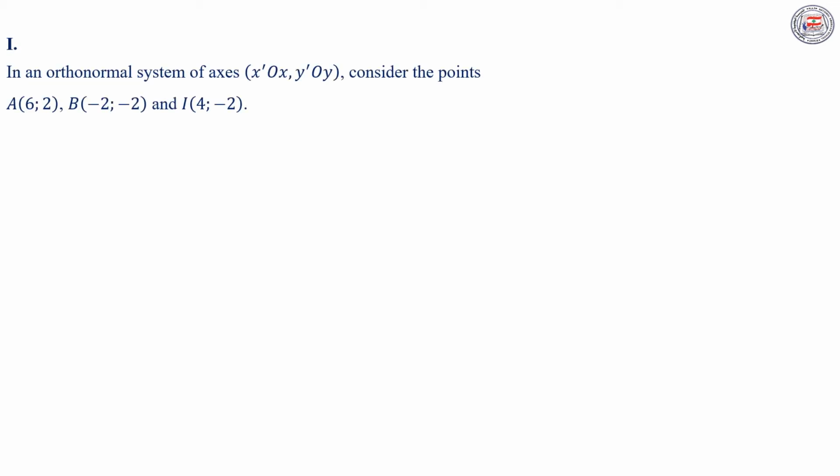Now we will solve extra worksheet 2. In this exercise, in the given, we have an orthonormal system of axes x'Ox, y'Oy. Consider the points A(6, 2), B(-2, -2) and I(4, -2). In part 1, we have to plot the points A, B, and I.